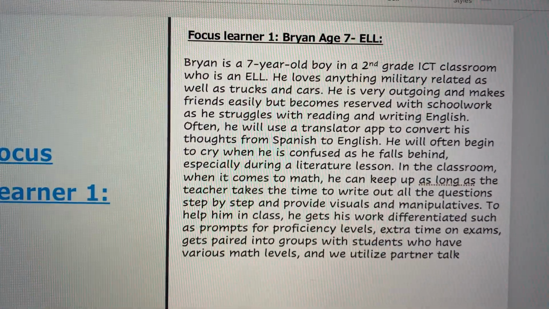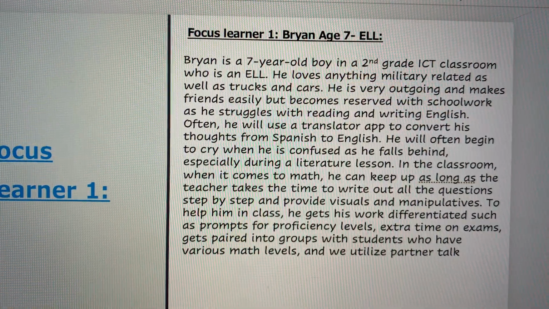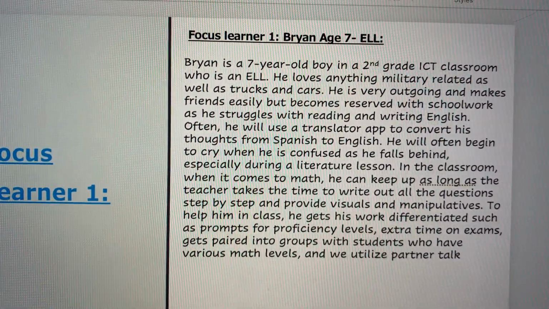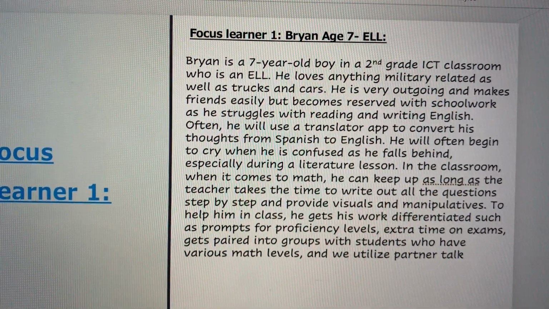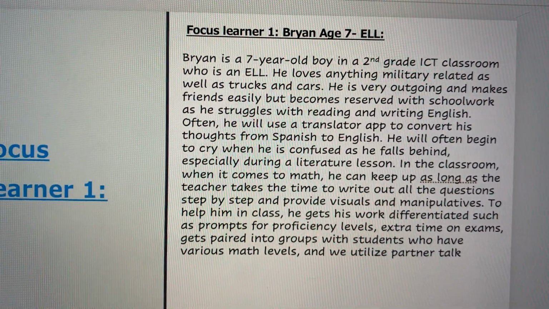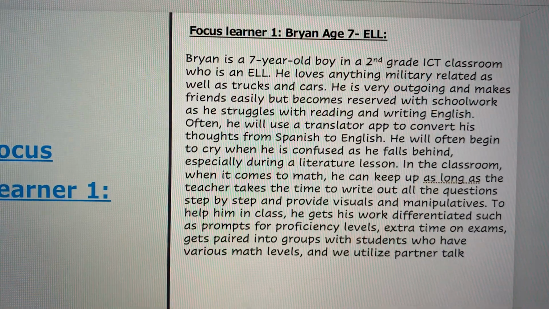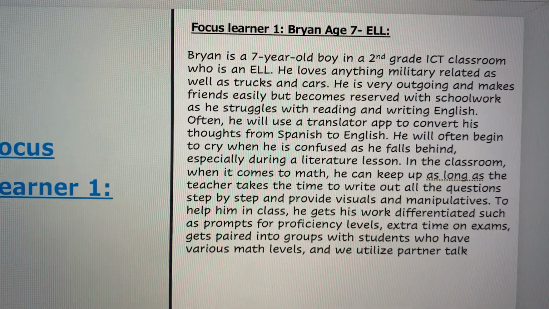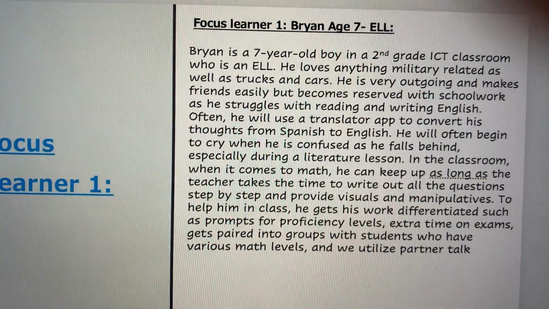In the classroom, when it comes to math, he can keep up as long as the teacher takes the time to write out all the questions, as well as a step-by-step and provide visuals and manipulatives to him. To help him in class, he gets his work differentiated, such as prompts for proficiency levels, extra time on exams, gets paired into groups with students who have various math levels, and we utilize partner talk.